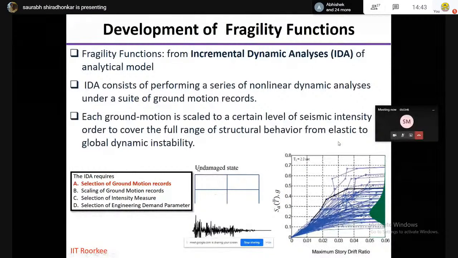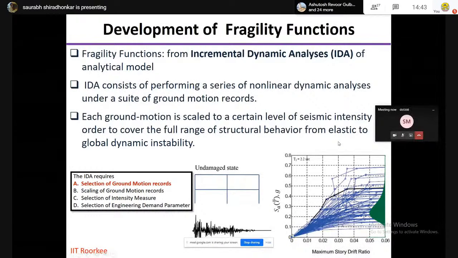I have a structure subjected to ground motion, and for a single ground motion, I increase the intensity, and then I measure the maximum story drift in the building.